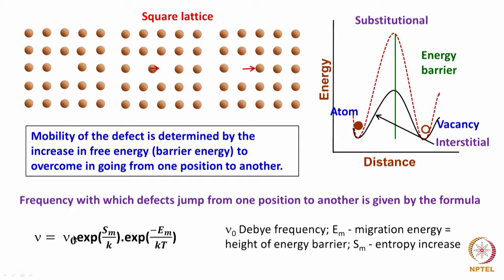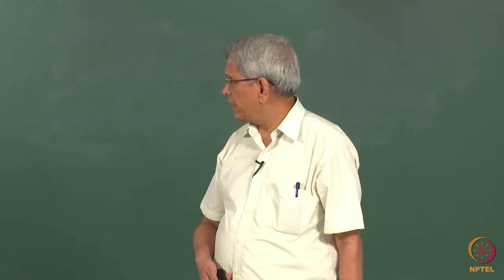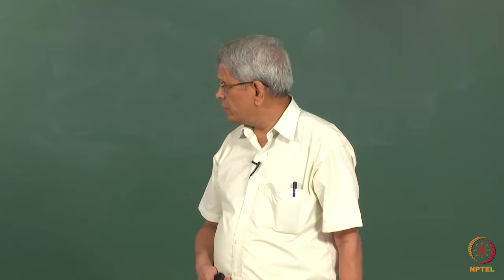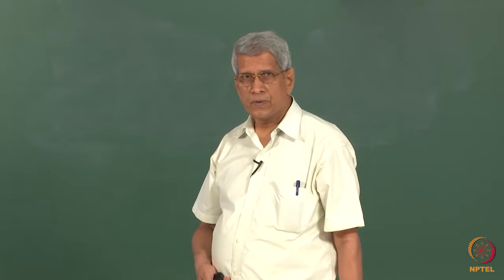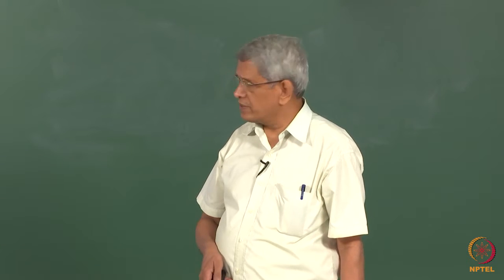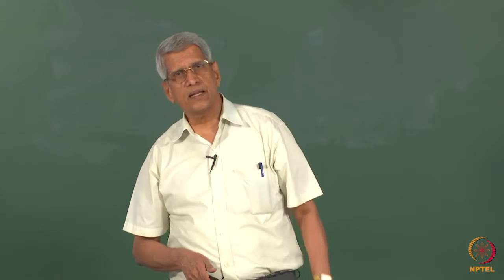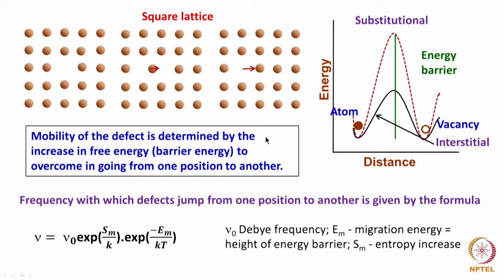Nu 0 is the Debye frequency. Then there is an exponential term which depends upon the migration entropy, and Em is the migration energy which is required. This migration energy will consist of the strain energy part of it, and another energy which will also come into the picture: the bond energy between these atoms. Both of them will decide the Em.